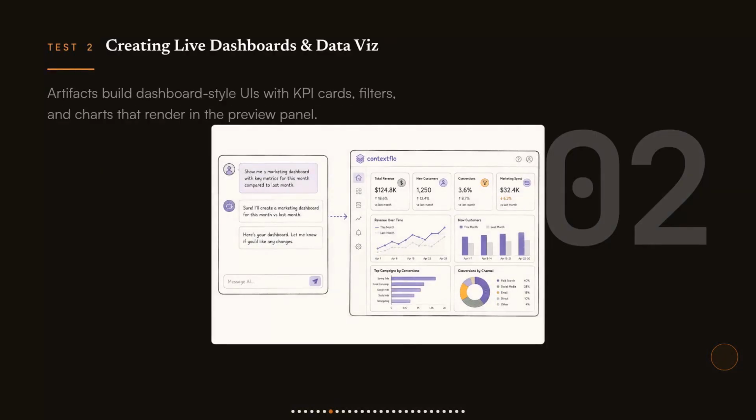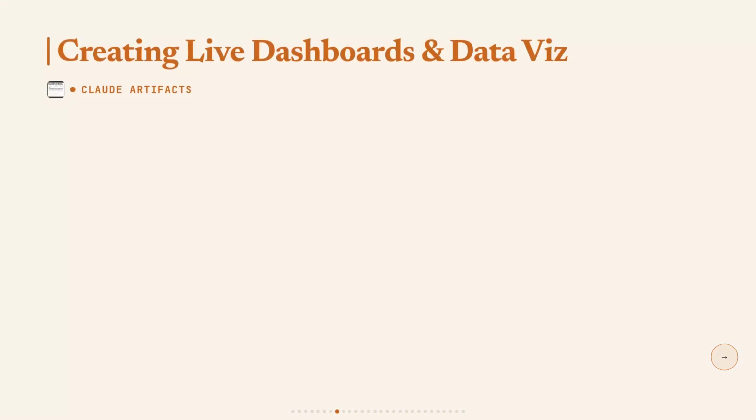Test 2, creating live dashboards and data viz. The objection I hear all the time is that you already tried to get a dashboard out of an AI and got a table. Maybe a static image, definitely nothing you could filter or click through. The job is to take a spreadsheet and land on an interactive KPI dashboard with real chart types. No BI tool, no data team. Watch what happens when you prompt for KPI cards, filters, and chart types.